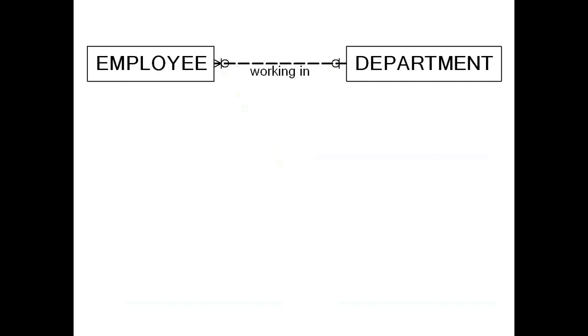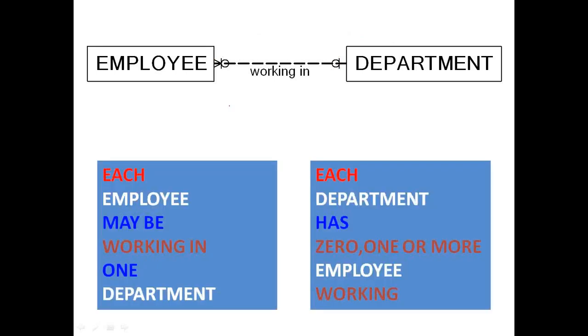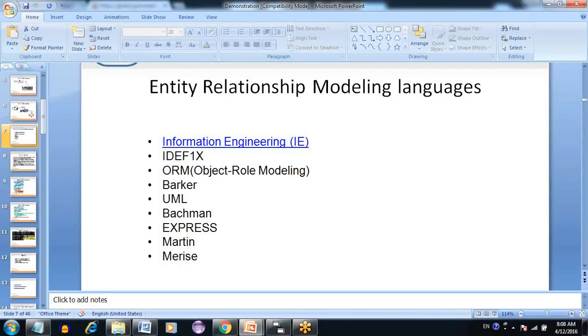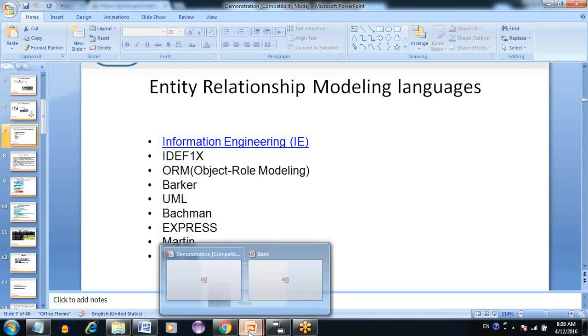And then we discussed these symbols. This relationship is: each employee works in 0 or 1 department, and each department can have 0, 1 or more employees working. So we discussed these symbols and their meaning and how to read them. And that is a good starting point for us to do conceptual modeling.